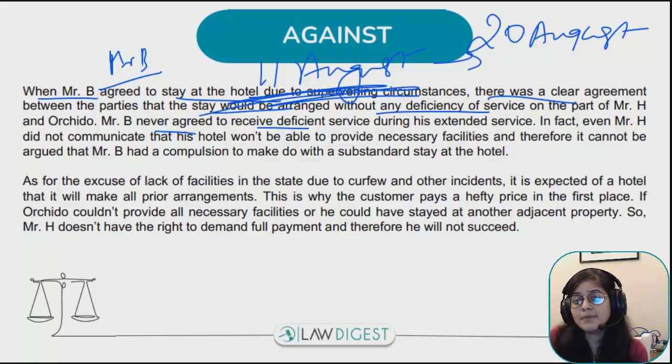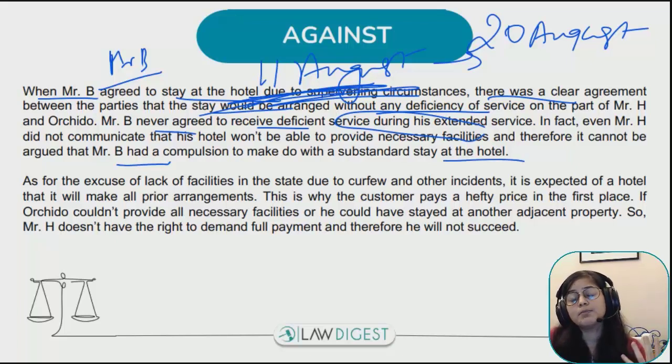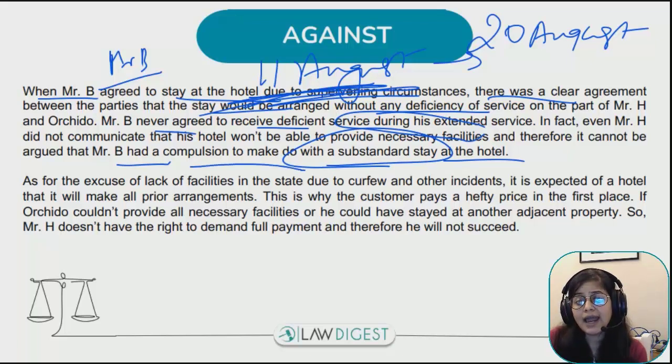In fact, Mr. H did not even communicate to Mr. B that the hotel will not be able to provide, because the situations are such, it is not possible that all these facilities, the facilities that you're getting till 11th of August, can be continued till the 20th in the curfew situation. This was not made clear, and therefore Mr. B, who went to a hotel assuming that basic facilities will be there, finds these facilities substandard. It is a substandard stay for him, and he cannot be compelled to live in this situation and pay for it.